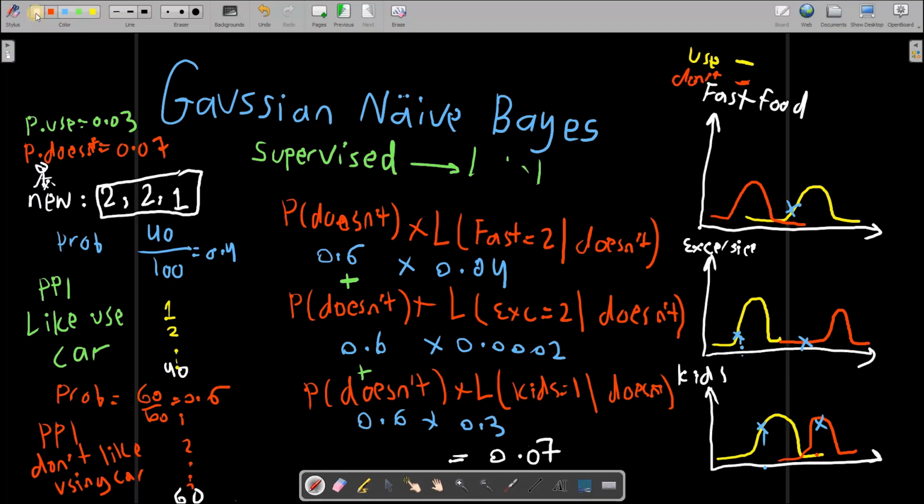Now we compare which one is higher. This one is actually higher, right? It means that this person actually does not use a car, depending on the information given. Now this is some overview on how Gaussian naive Bayes works. There are more details to the algorithm, but this should give you enough understanding on how you can use it.